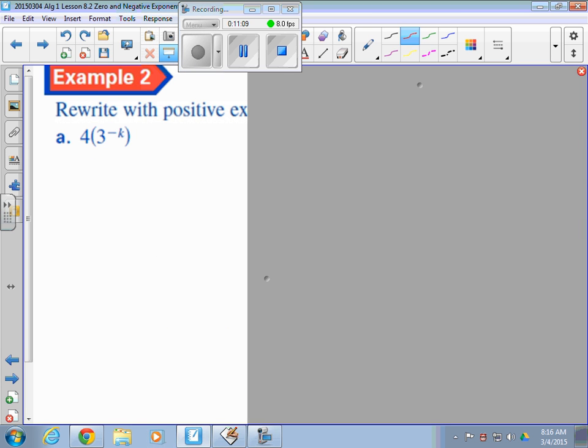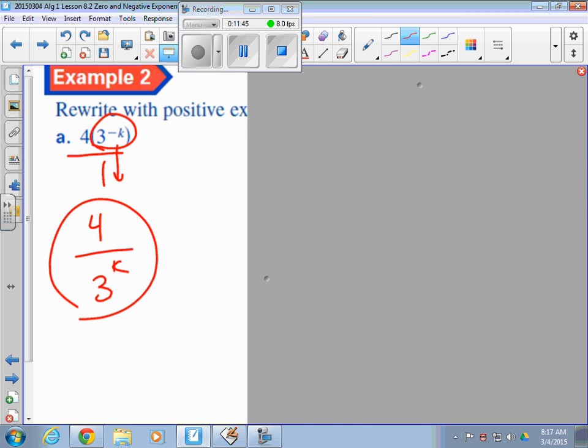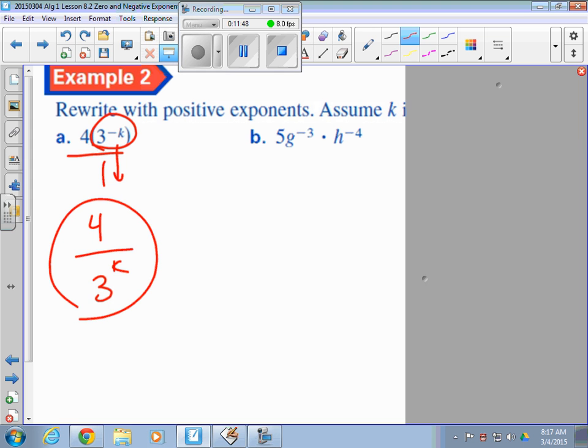Do this one on the back. 4 times 3 to the negative k power. Remember what a negative exponent means. Take 15 seconds. Okay, the only thing being raised to a negative exponent is 3. Everything's over 1. This is the only thing that's going down. So 4 stays on top, 3 goes down and becomes raised to a positive exponent. 4 over 3 to the k power. Do this one.